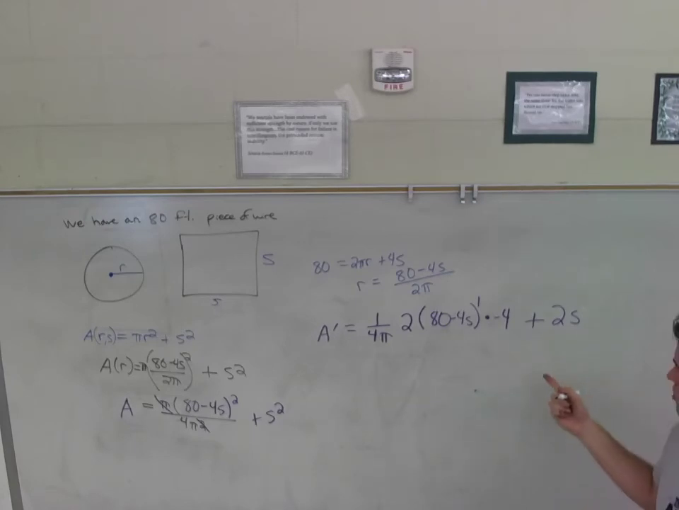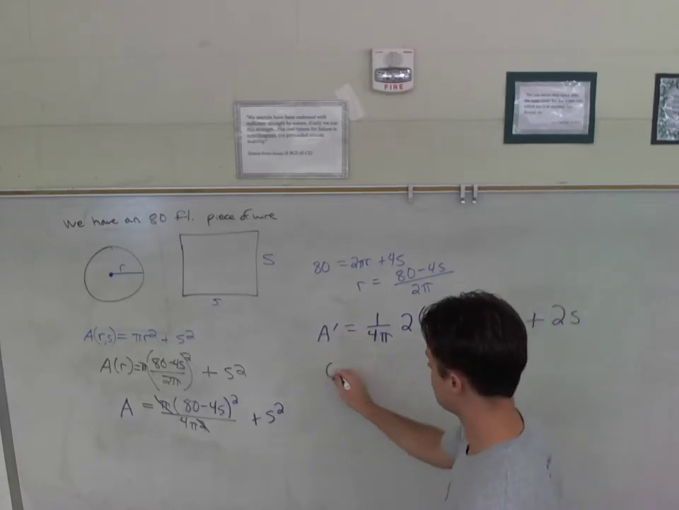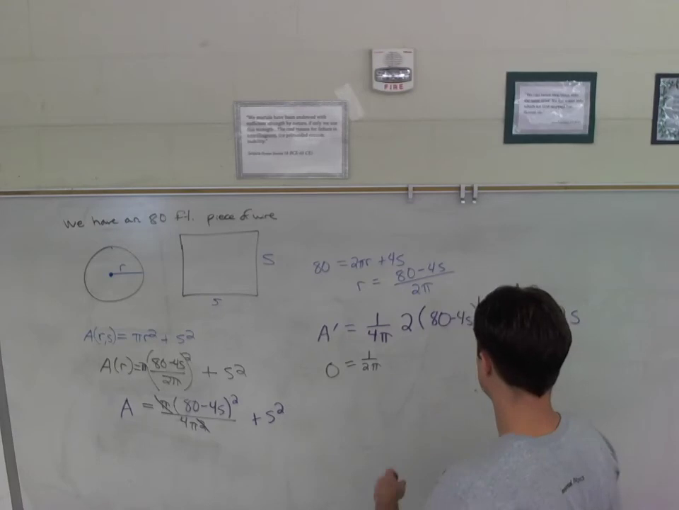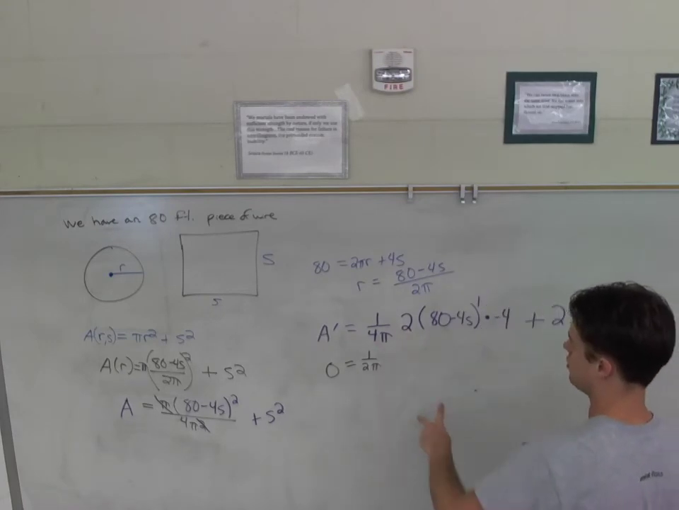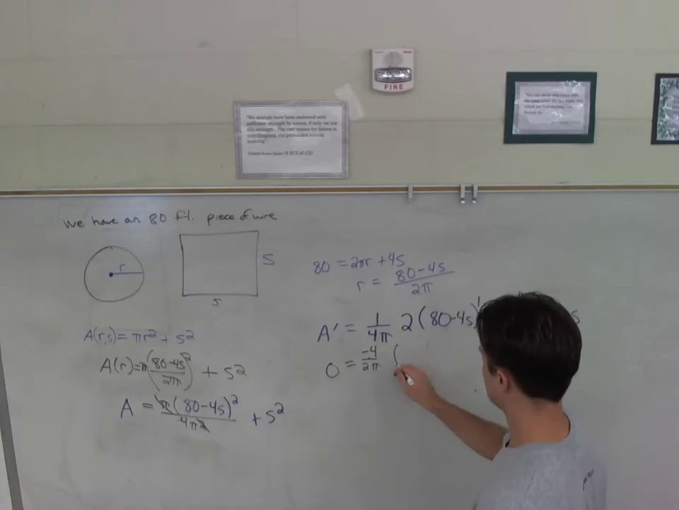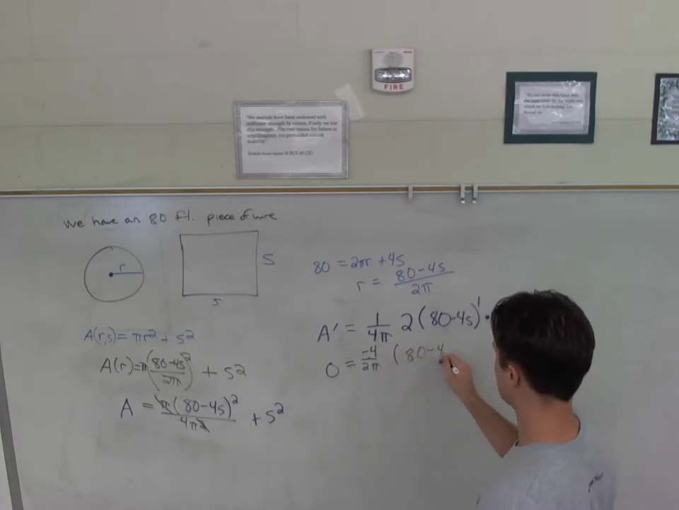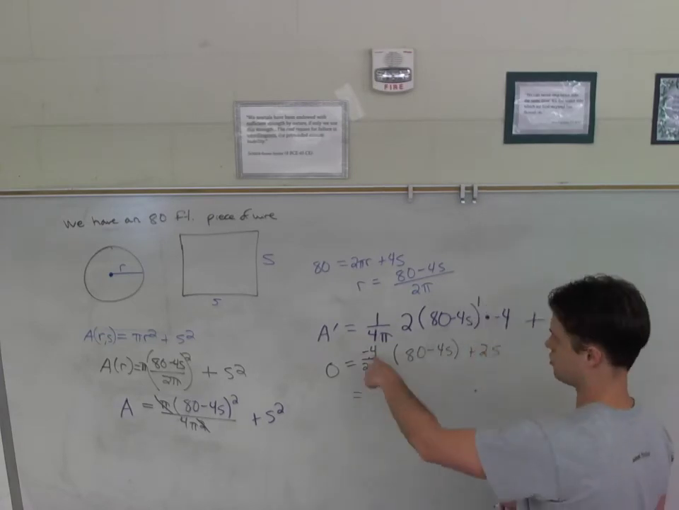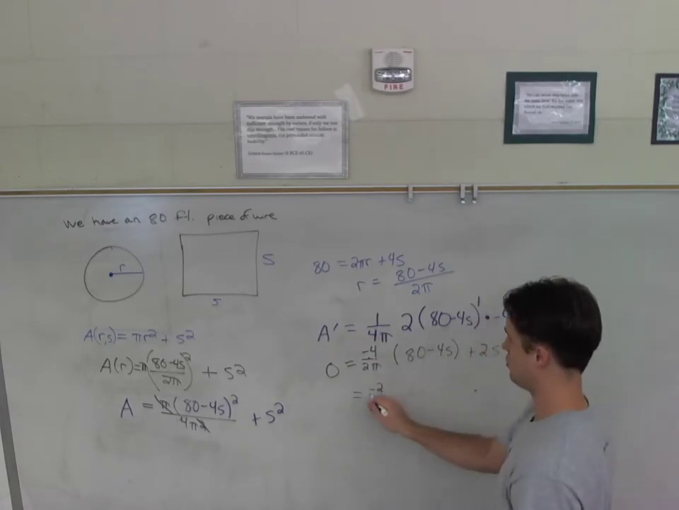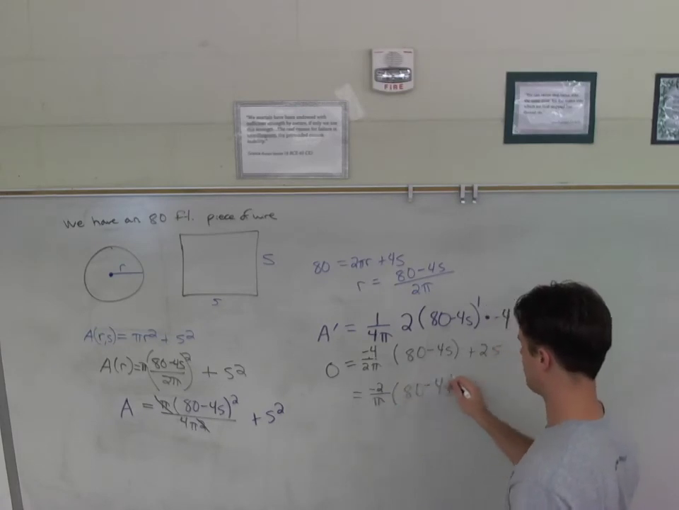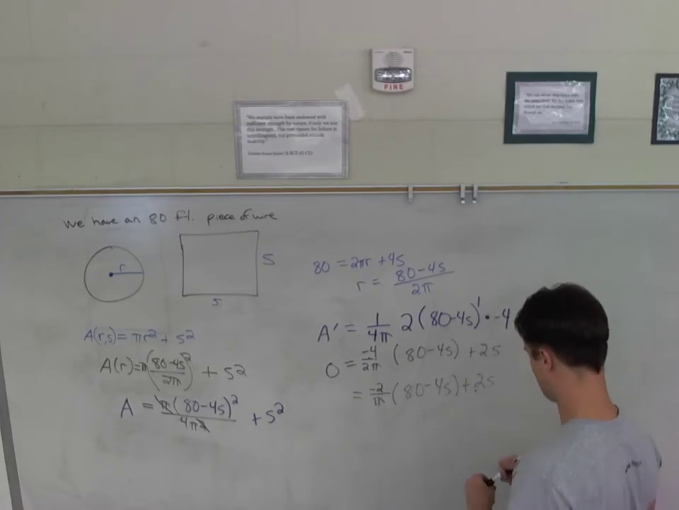Okay, and then that doesn't look too bad. We should be able to set that to 0. So let's see. So we go 0. That's going to be 1 over 2 pi from that. And then we have negative 4 on top anyway. And then we've got 80 minus 4s plus 2s. So that's really just 2 pi, negative 2 over pi. 80 minus 4s plus 2s.